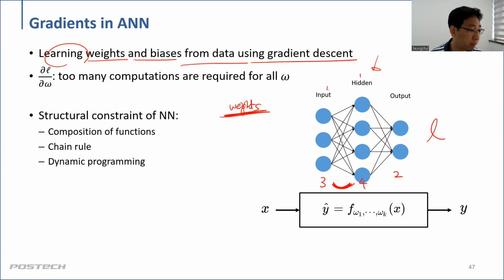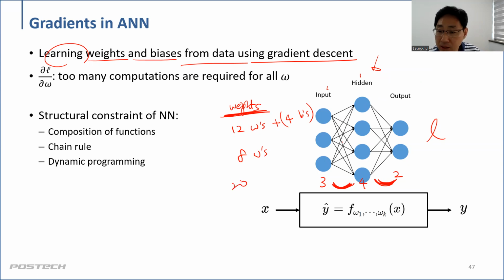We have, let me see, 12 omegas, right? And more specifically, we have how many? We have to include 4 bias as well, but I'm gonna skip this. And here we have 8 omegas between hidden layer and output layer. So in total, probably we have 20 omegas.